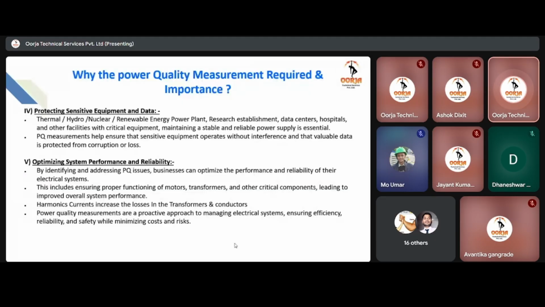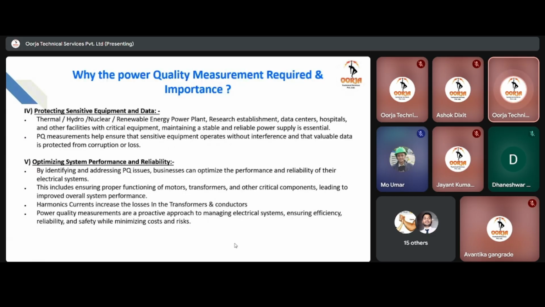Fourth point is protecting sensitive equipment and data. Thermal, hydro, nuclear, and renewable energy power plants, research establishments, data centers, hospitals, and other facilities with critical equipment need to maintain a stable and reliable power supply. Power quality measurement helps ensure that sensitive equipment operates without interference and that valuable data is protected from corruption or loss.